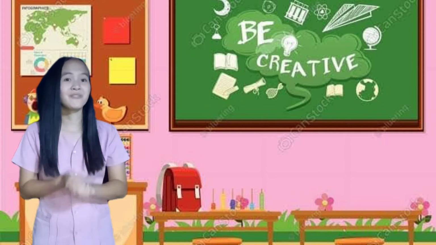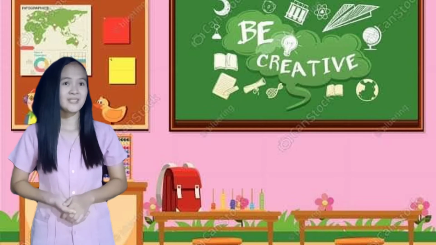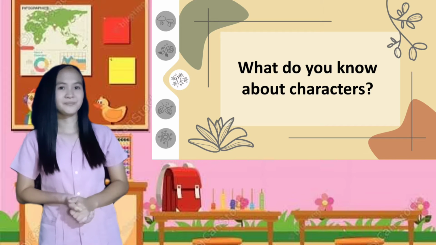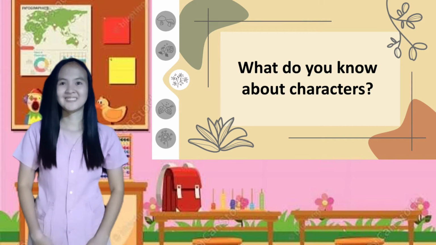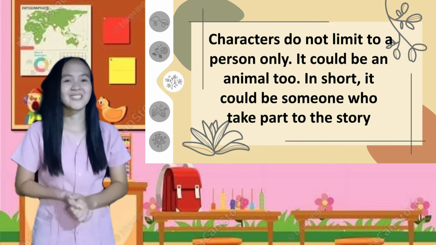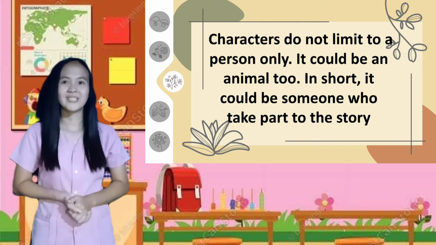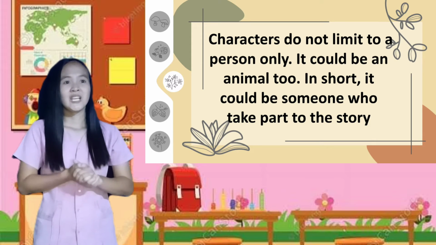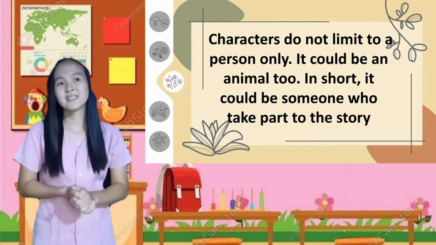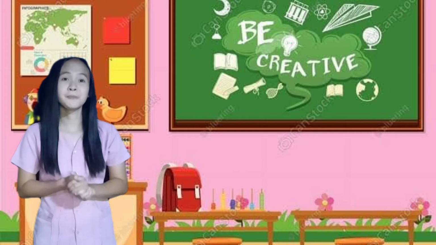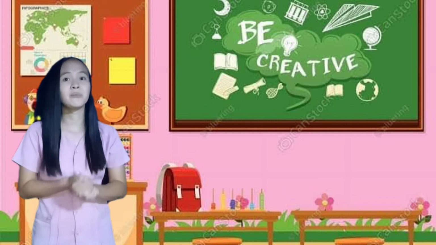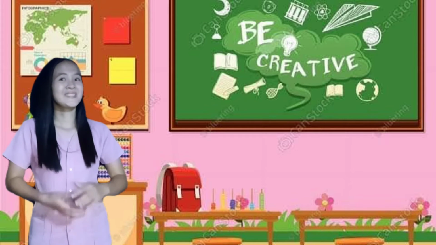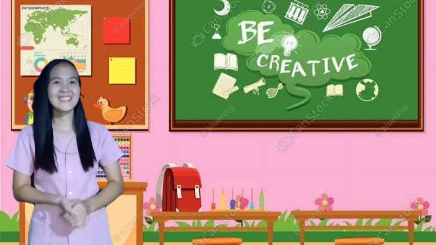Short stories have 5 basic elements. First is characters. What do you know about characters? Yes, characters are not limited to a person only. It could be an animal too. In short, it could be someone who takes part in the story. In The Wonderful Pear Tree, we have mentioned a while ago the characters of the said story. So class, the next element is the setting.